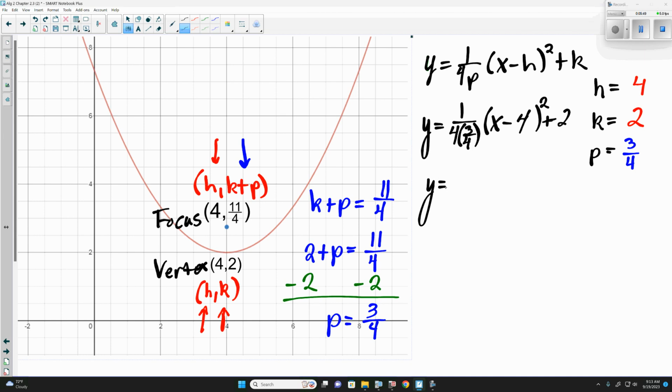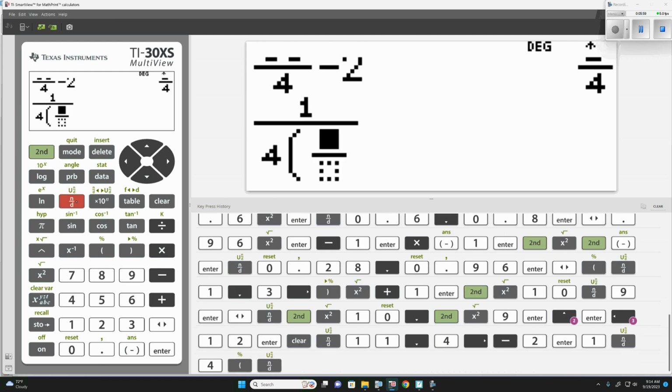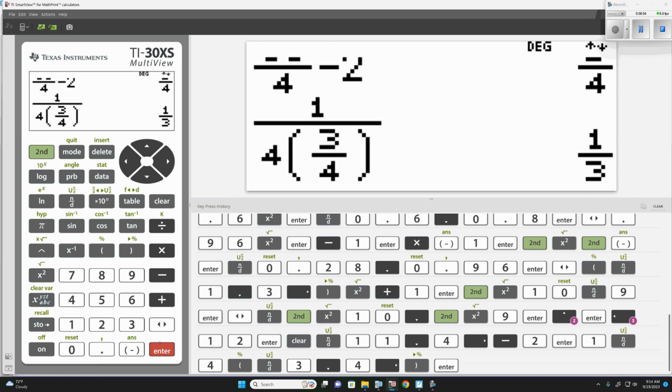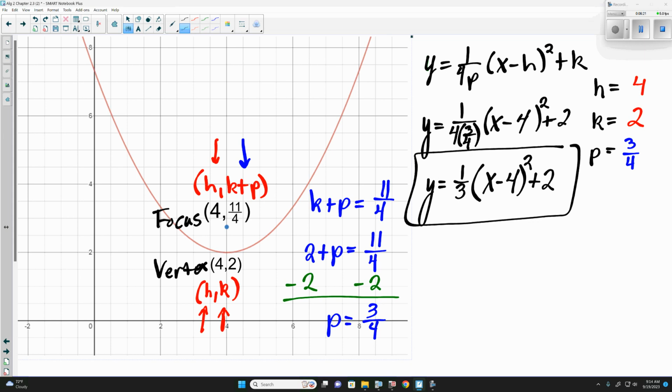Now we do need to simplify our fraction in the front, 1 over 4 times 3/4. And again, we can plug this into a calculator. 1 over 4 times 3/4 is 1/3. Now it won't always work out that they'll simplify nicely, but we will normally have some type of fraction or a whole number. And that's it.